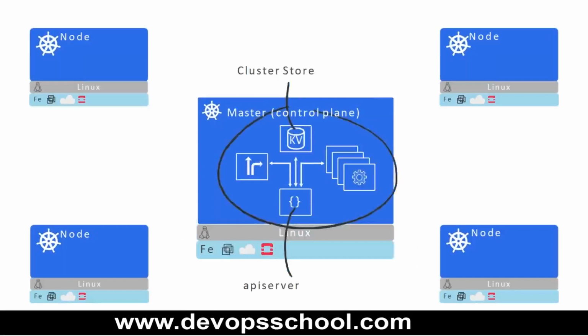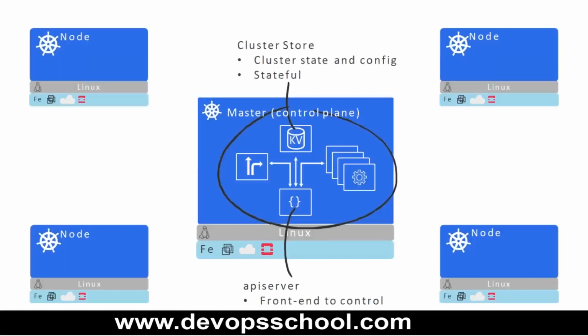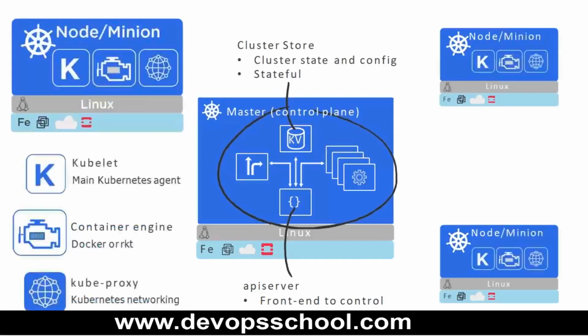In the master you have the components: the API server, the cluster scheduler, and the controller manager. I discussed the behavior of each of them. Then you have the nodes. Nodes are also called minions, and a node has 3 important components: kubelet, which is the main Kubernetes agent, the Docker engine, which is Docker or rkt, and kube-proxy, which handles Kubernetes networking services.